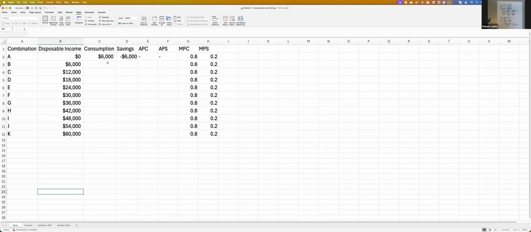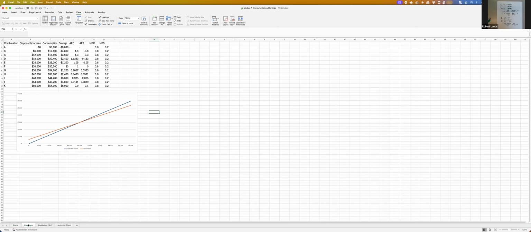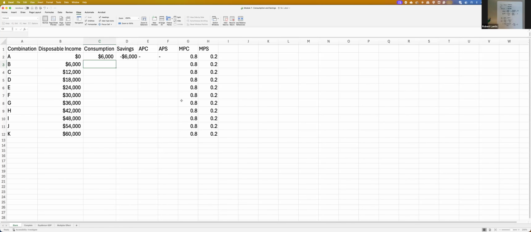I'll show you why these change in a second, because we haven't put anything here yet. So let's say that disposable income goes up to $6,000. If I were to keep consumption the same, is that what I want to do here? No. All right, what do I want to do? I want to show you changes in, okay. So let's say my marginal propensity to consume is 0.8, my marginal propensity to save is 0.2.